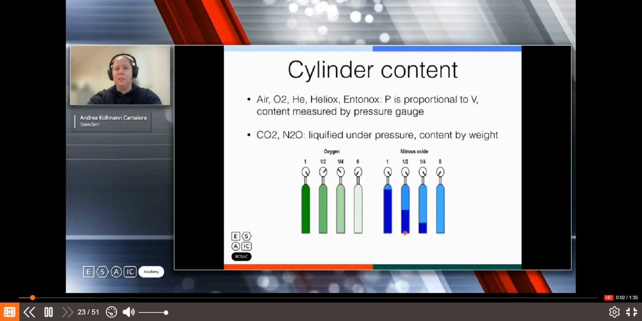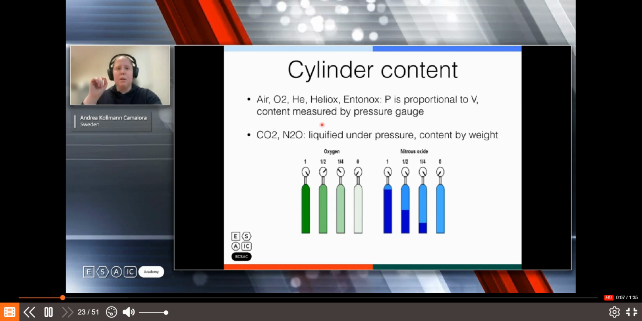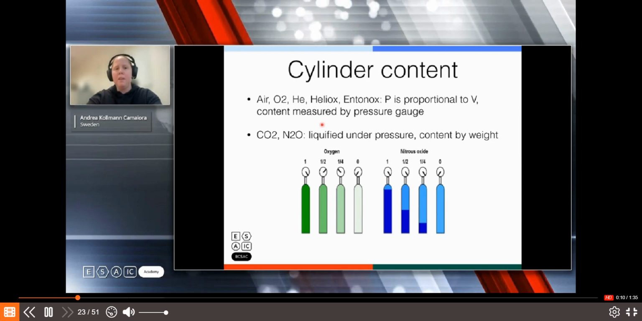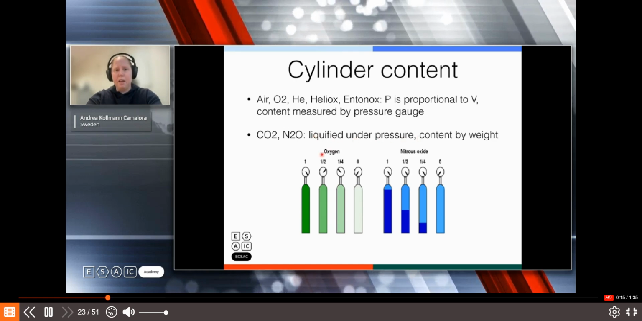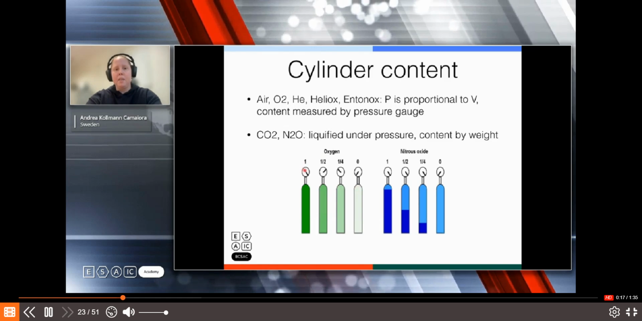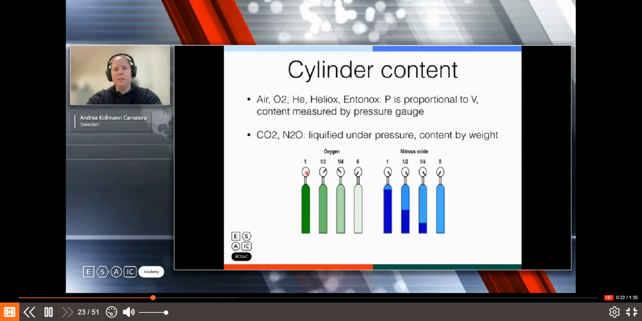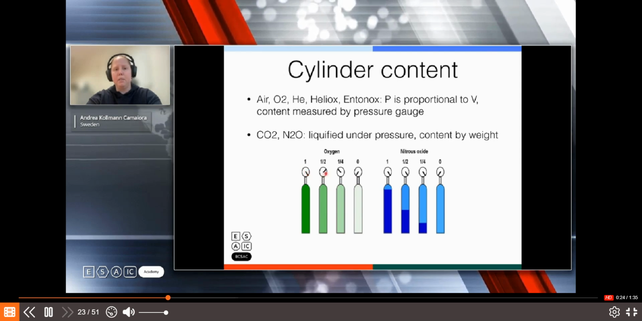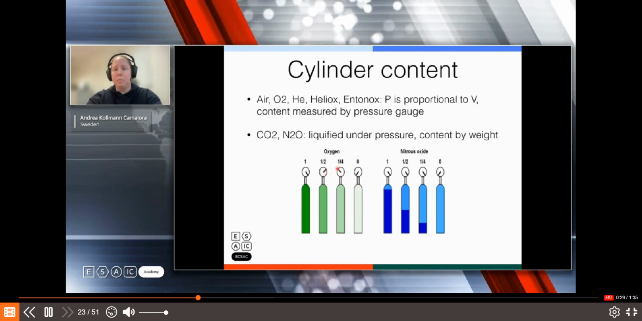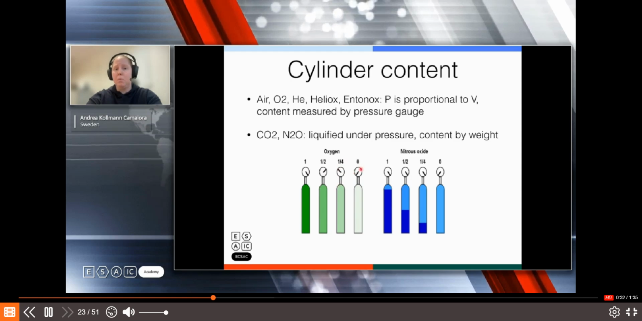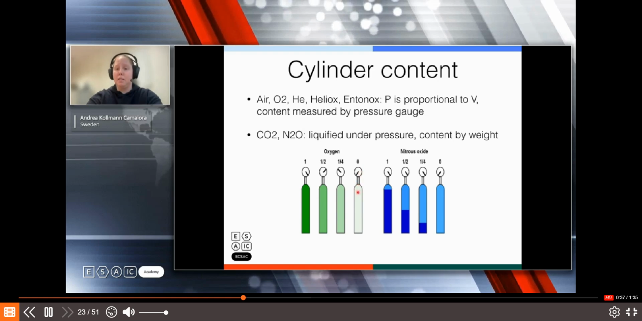Then it's also good to know the cylinder content. In the anesthetic equipment class, we talk about N2O and CO2, that they are liquefied under pressure. So, for example, I have my oxygen cylinders. If they are filled to 100%, you have the gauge that marks that they are filled. If you remove a bit, the gauge marks what they have left. If you remove a bit more, the gauge marks that you have even less. And then when there is nothing left, except of course the atmospheric pressure, it marks 0.